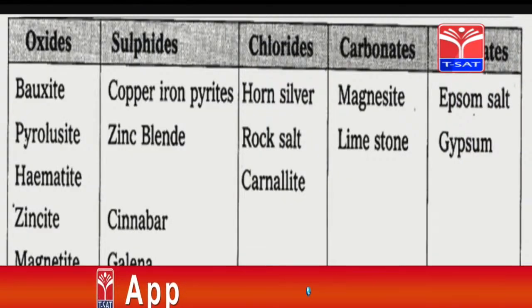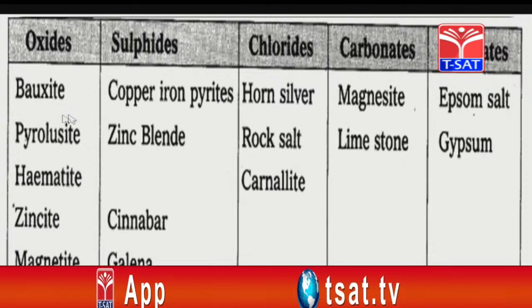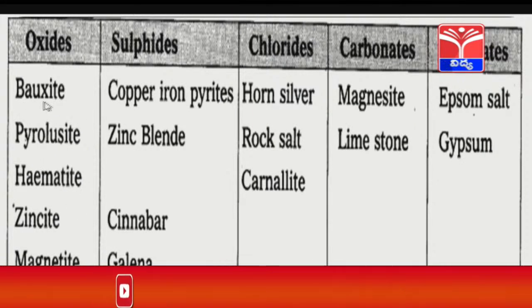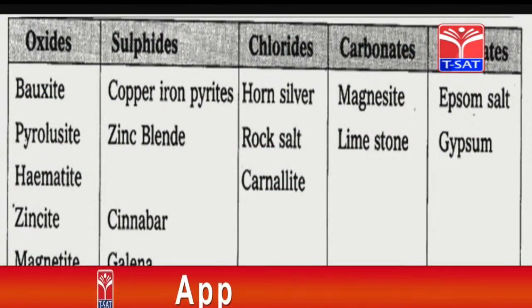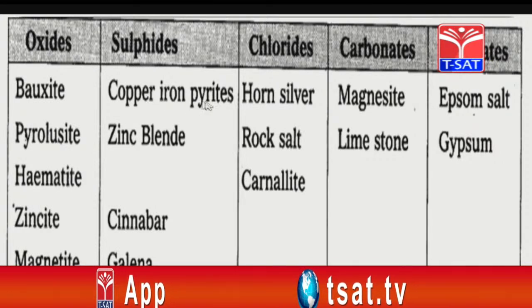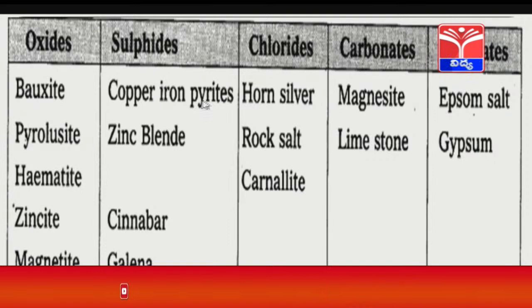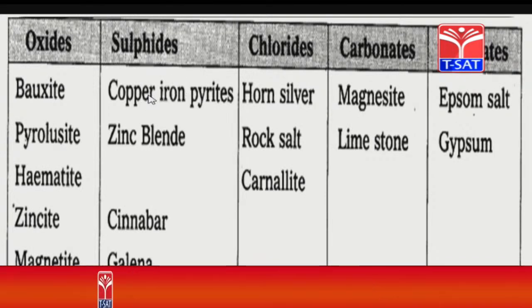So, bauxite we have seen, along with aluminium the impurity was oxygen. So, bauxite is an ore of aluminium. So, aluminium oxide, bauxite is an oxide ore. Let us see other examples. Oxide ores are pyrolusite, hematite, zincite, magnetite. Now, sulfide ores, copper iron pyrite, as I told you, sulfur is the impurity. So, copper iron pyrite is an ore of copper combined with sulfur. So, it comes under sulfide ores.